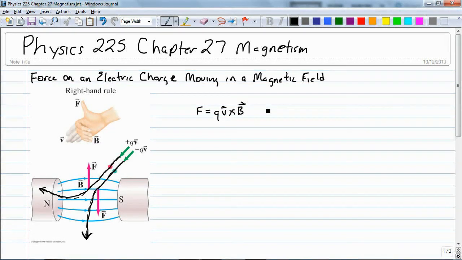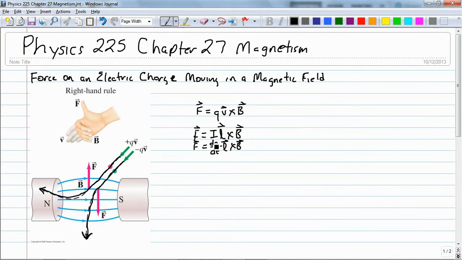And so we notice that we can get this by taking our force for the current, which is I L cross B. And if we define the current in terms of charge, we get dq over dt times L cross B.